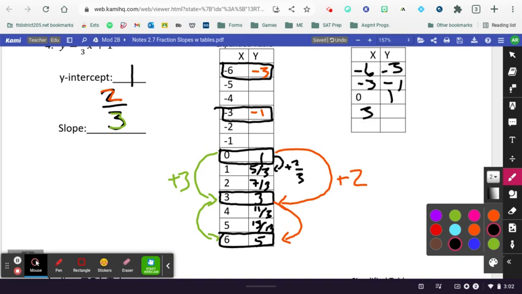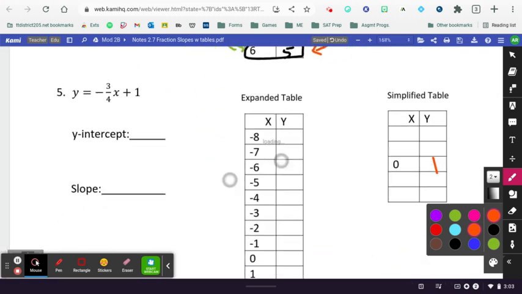Then we have 3 and 3, we have 6 and 5. So still, even in this simplified version, we are adding by 2 as we go down and adding by 3. And again, that +3 is for the bottom of our fraction. That's the math for x. The top of our fraction is the math for y, and that's where we get the +2. All right. Let's look at number 5.